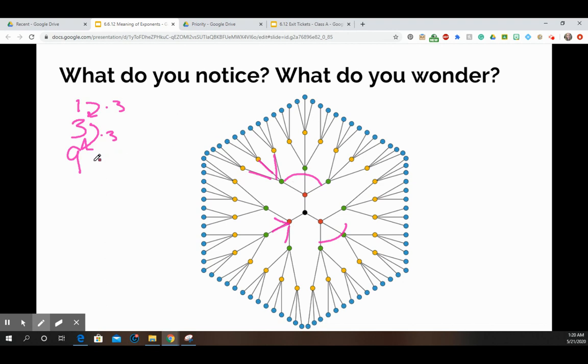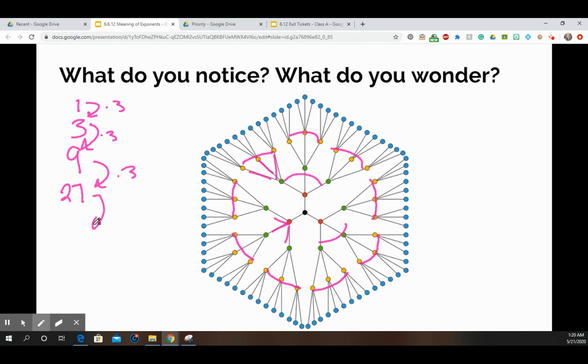So I thought, 9 times 3 would be what? 27, right? So let's figure it out. I have 3, 6, 9, 12, 15, 18, 21, 24, 27. That pattern seems to work.